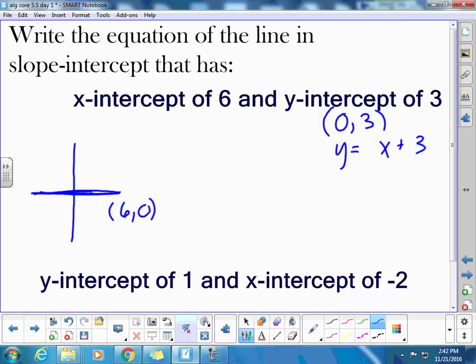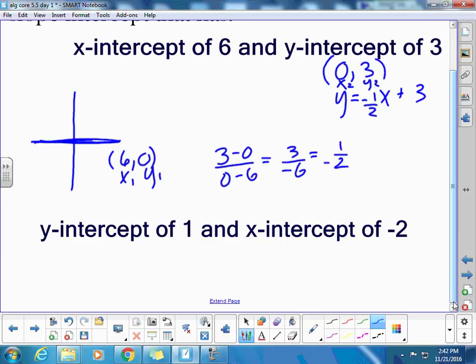I have 2 points, so if I find the slope from 2 points, x1, y1, x2, y2. y2 minus y1 over x2 minus x1. So I get 3 minus 0 over 0 minus 6. 3 over -6, which reduces to be 1 over -2, or -1/2. So my equation for this line is y equals -1/2 x plus 3.